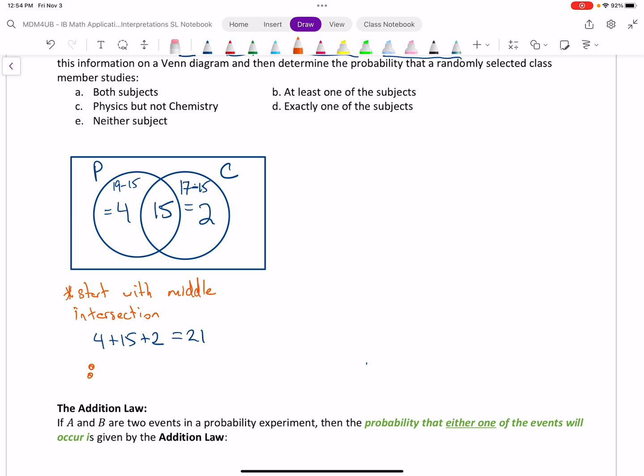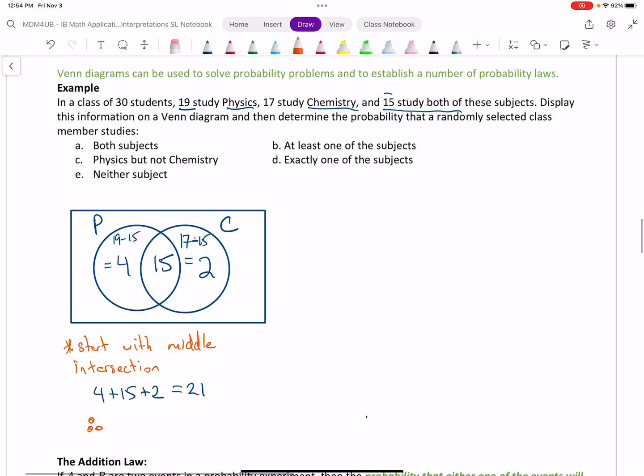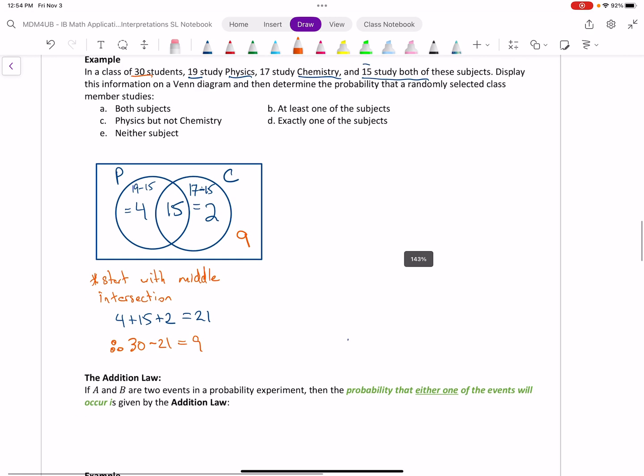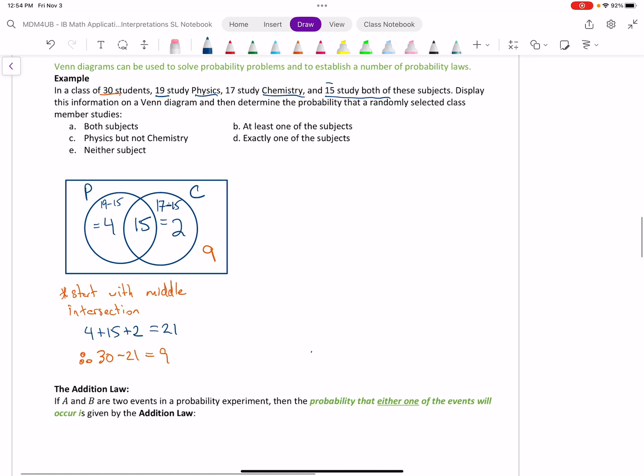Therefore, the total number of students, which was 30, minus 21 gives me the number of people who don't study either of those subjects. So I get 9. So that 9 is represented outside like this. So the Venn diagram is useful because now we can figure some things out based on this.